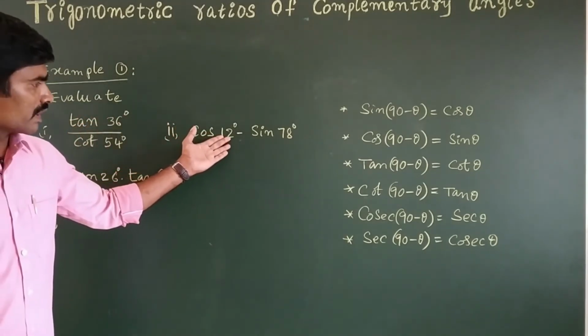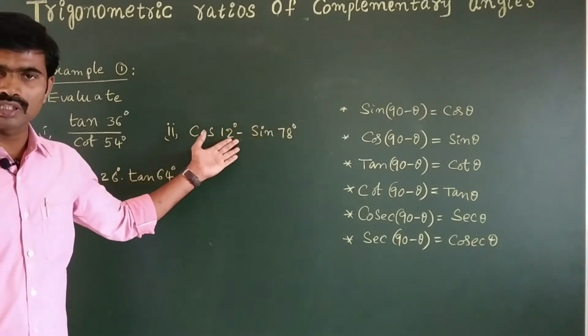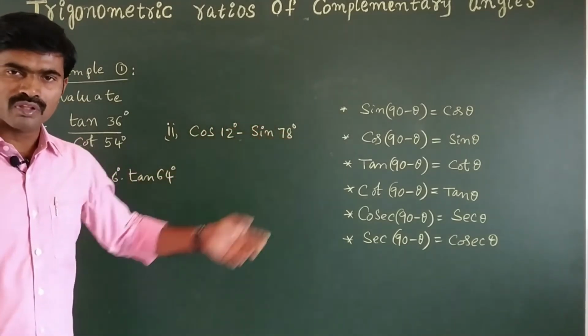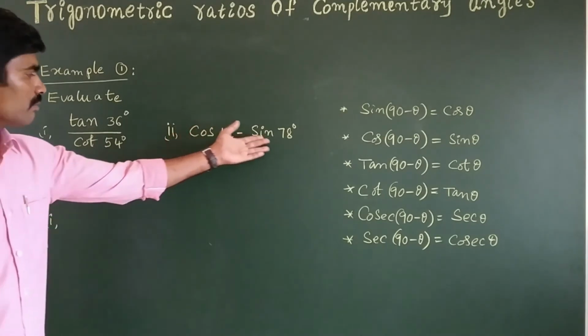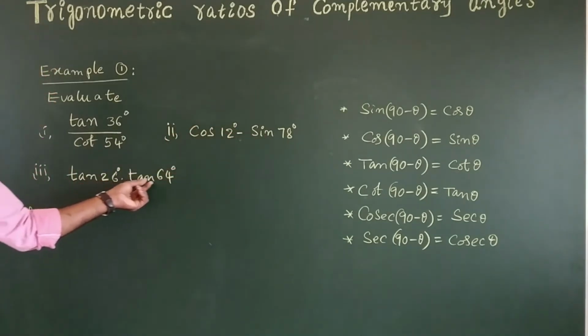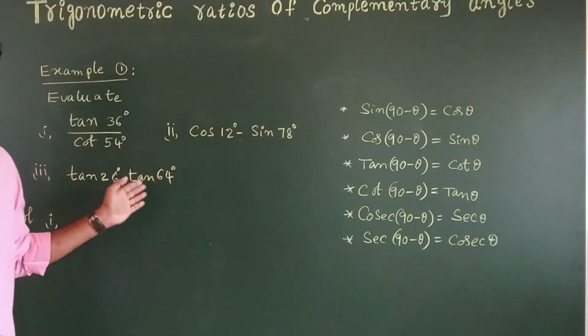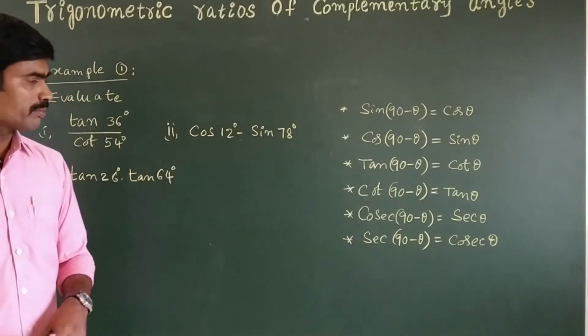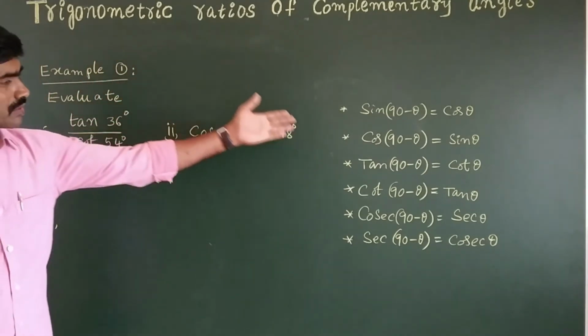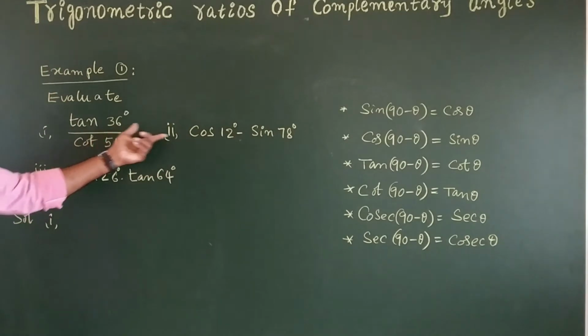And 12 degrees and 78 degrees, the total sum of these two angles is 90 degrees. So these are also complementary angles. 26 degrees and 64 degrees, the sum of these two angles is also 90 degrees. So by using the trigonometric ratios of complementary angles, we can solve this.